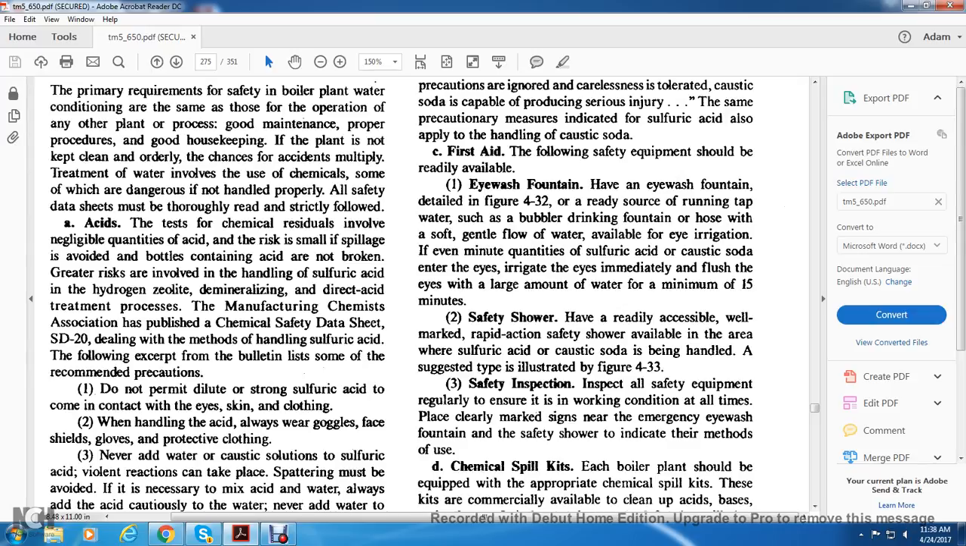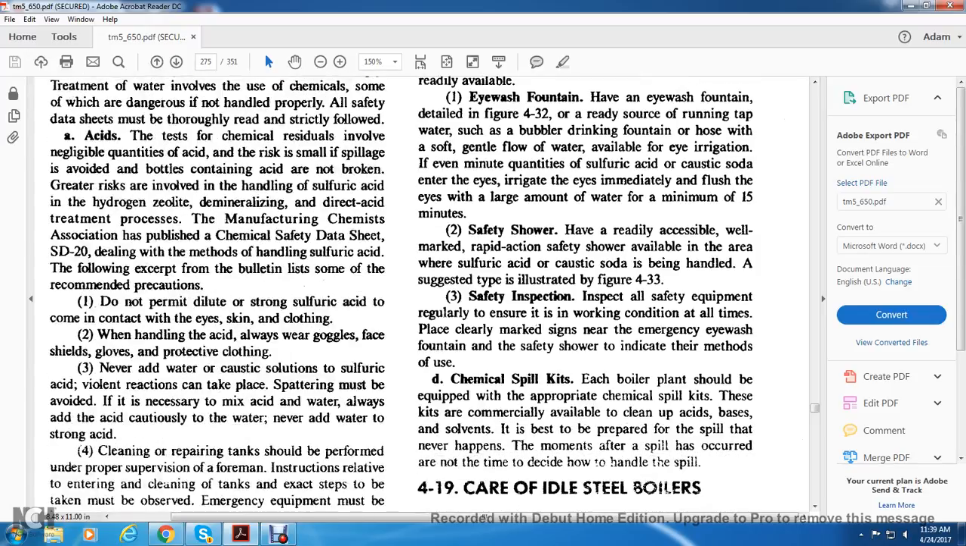Safety shower. A readily accessible, clearly marked, rapid action safety shower should be available in areas where sulfuric acid or caustic soda is being handled, of the type shown in figure 433. Safety inspection. Inspect all safety equipment regularly to ensure it is in working condition at all times. Place clearly marked instructions near the emergency eye wash fountain and the safety showers, indicating the methods for their use.